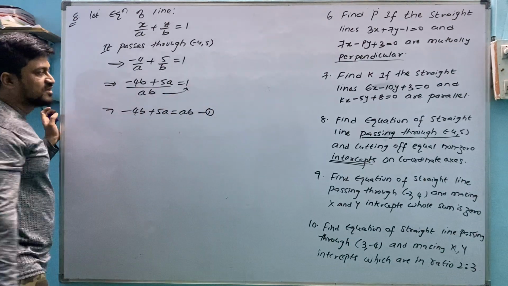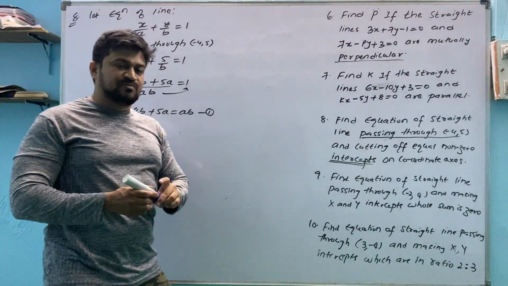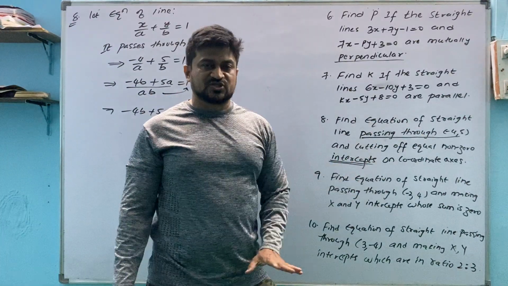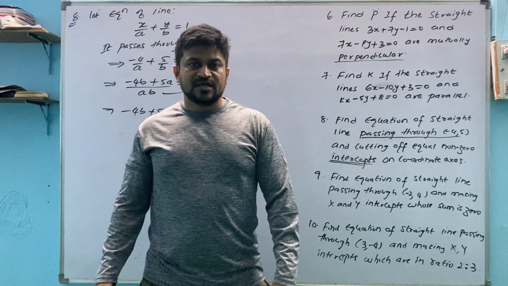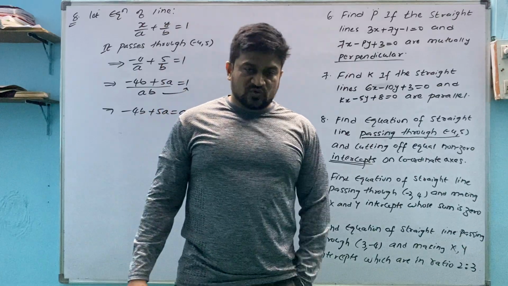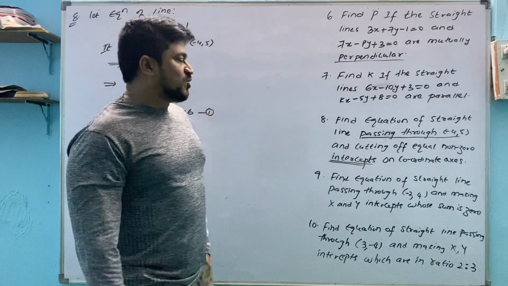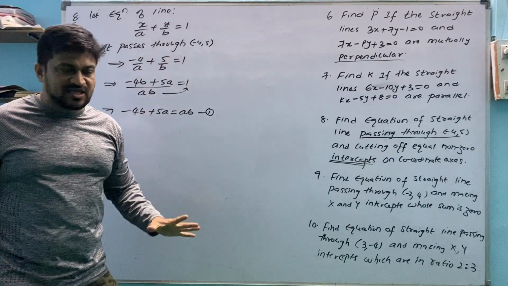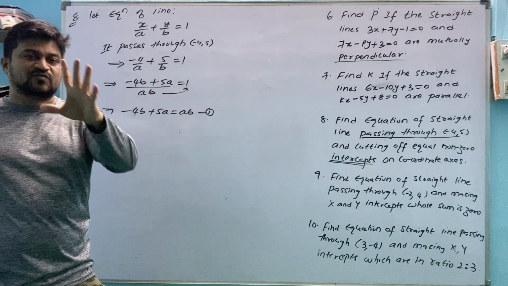Equation 1 we got. From where we got this equation? From two things we got this one. Passing through point is given and intercepts are mentioned. We have to consider equation of line to be x by a plus y by b is equals to 1. Then it passes through the point. Whatever point is given, that point we have to take in place of x and y. Then simplify, equation 1 you will get.